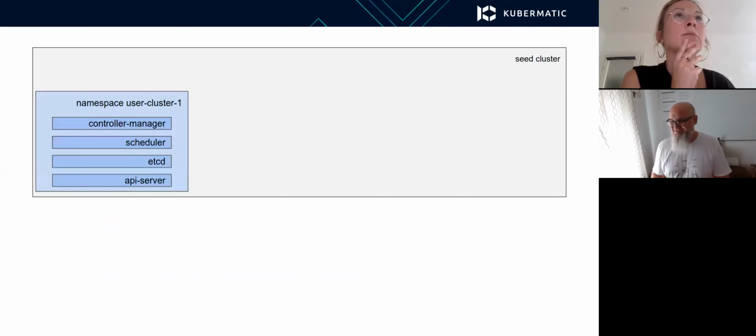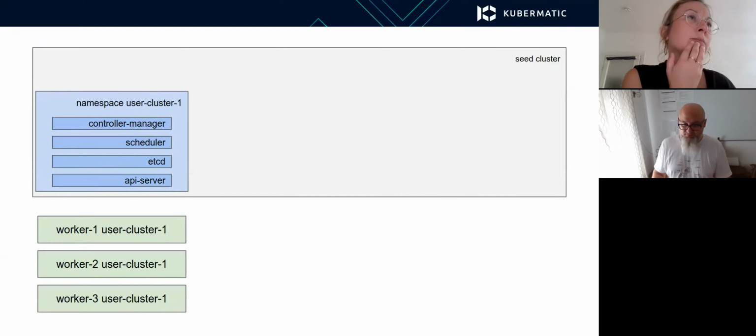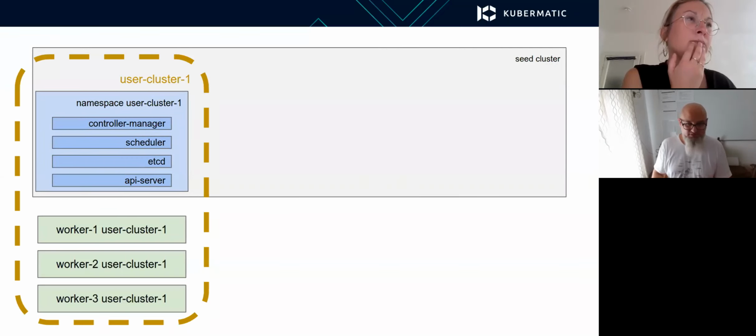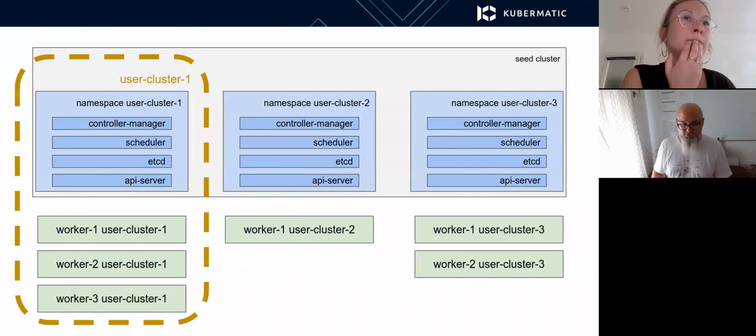No, sorry, visualization I missed. So this is how this then looks. You have this magic seed cluster, you create some namespaces, and you create the control plane components in this namespace. And then you add some virtual machines to it, and you have a Kubernetes cluster. And you can do this multiple times.